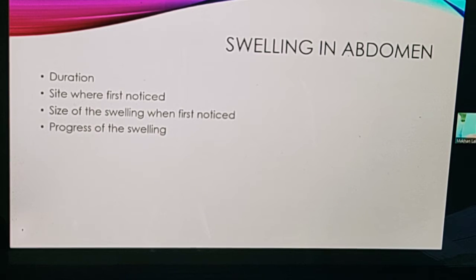Another important abdominal complaint is swelling in the abdomen. Patient may volunteer that he notices swelling in the abdomen, and if the patient can appreciate the swelling, ask about where the swelling was noticed, the duration, size of the swelling if he can tell you, and then the progress of the swelling over this period of time.